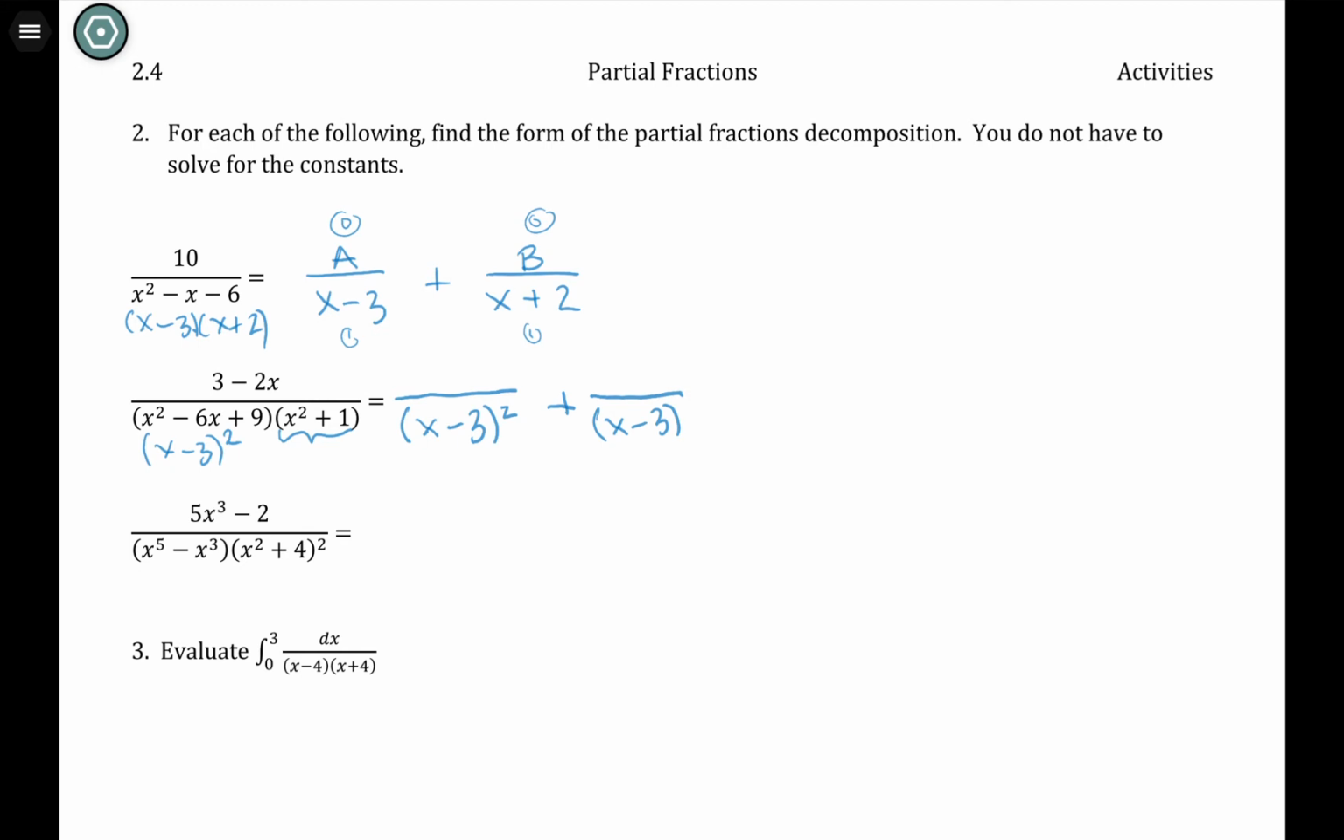This one's a little funny because the first factor is quadratic, so people want to think about it as this should have a linear numerator, but it's a repeated factor, so it actually only gets a constant. And I'll show you why.